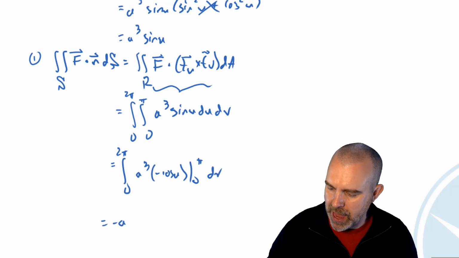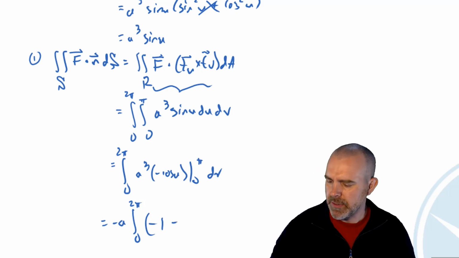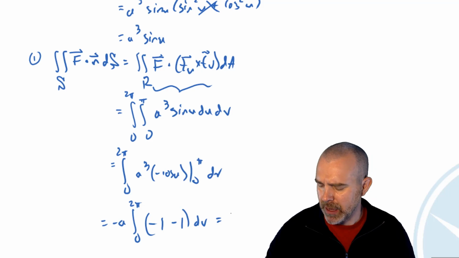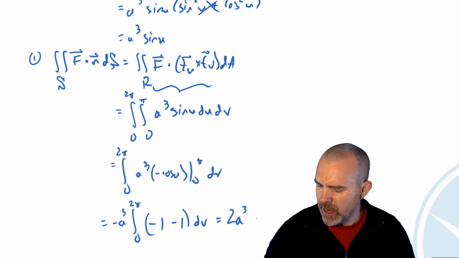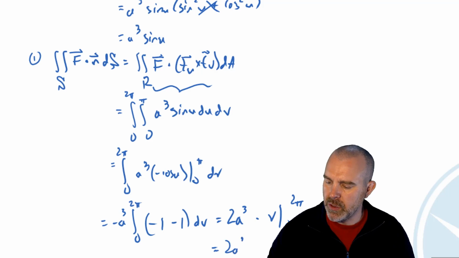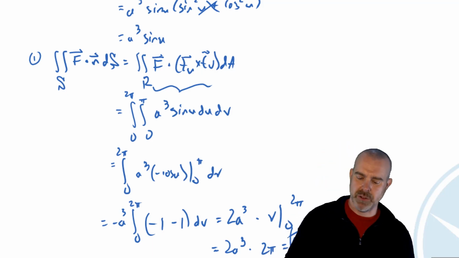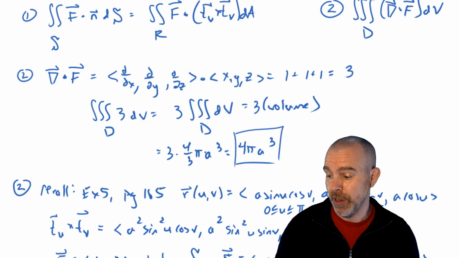I'm going to pull the negative a cubed out in front, 0 to 2 pi. Cosine of pi will be negative 1 minus cosine of 0 is 1, dv. So that'll be 2a cubed times v from 0 to 2 pi. Look at that. 2a cubed times 2 pi, we get 4 pi a cubed. Sweet. That is exactly the same as we got with the much easier version.